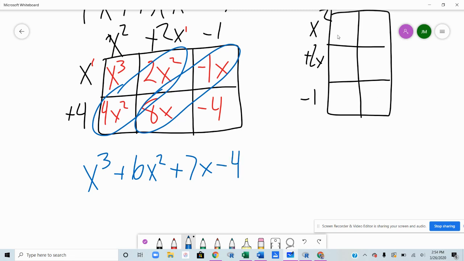So if you did your box this way, you should have gotten these same 6 numbers, just maybe in a different order, and your same answer down here that I have.